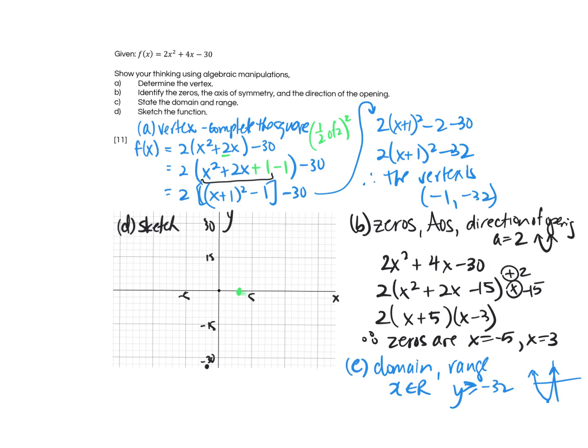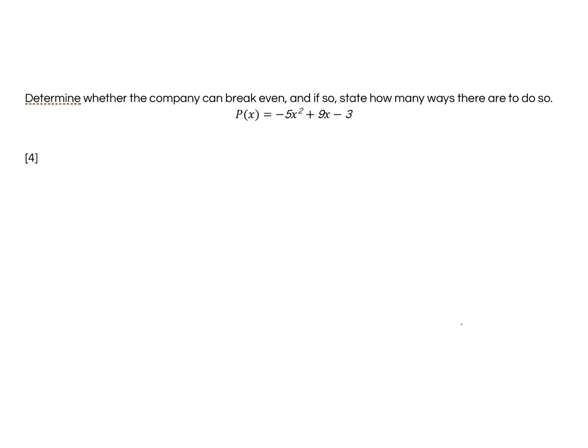3, and x equals -5, so here. So I have the 2 zeros and the vertex, so all I'm going to do now is join those points to make my sketch. And then now the question's done.